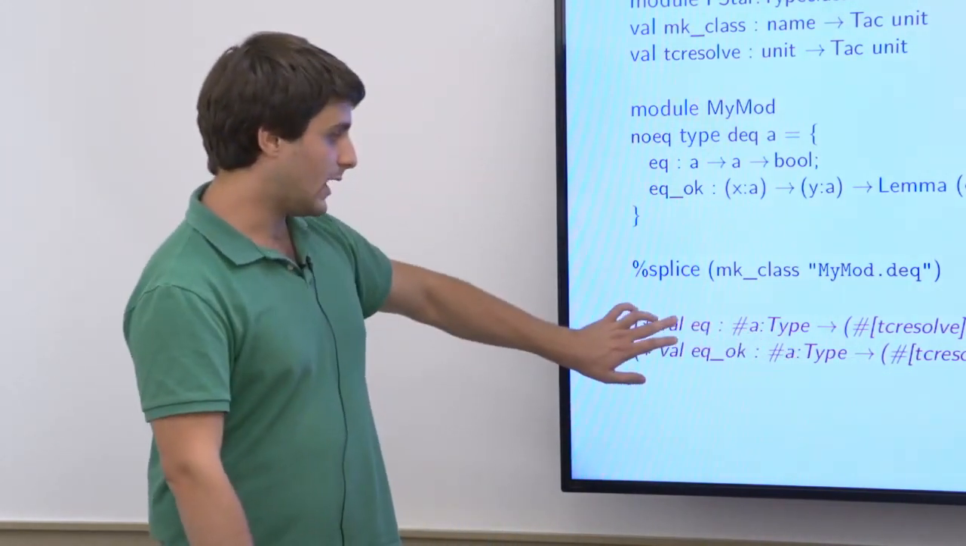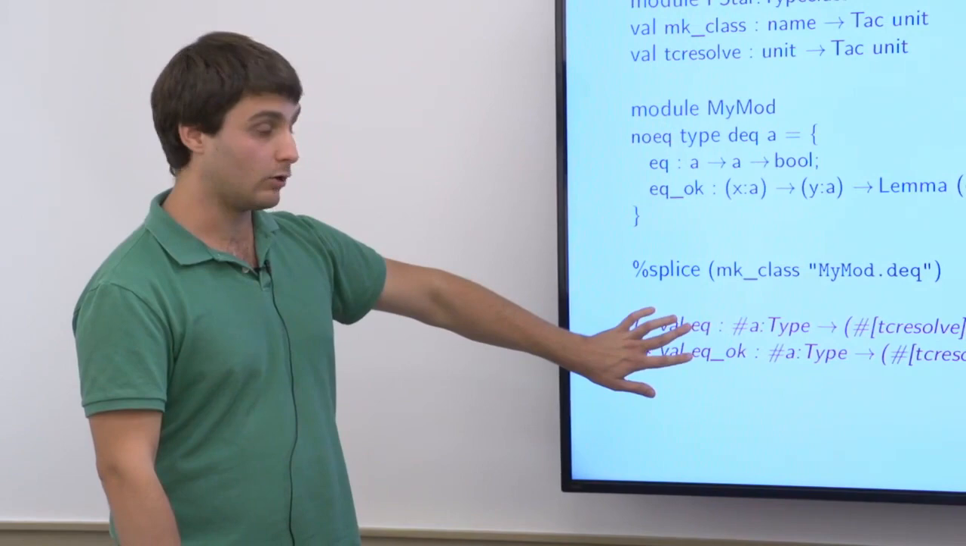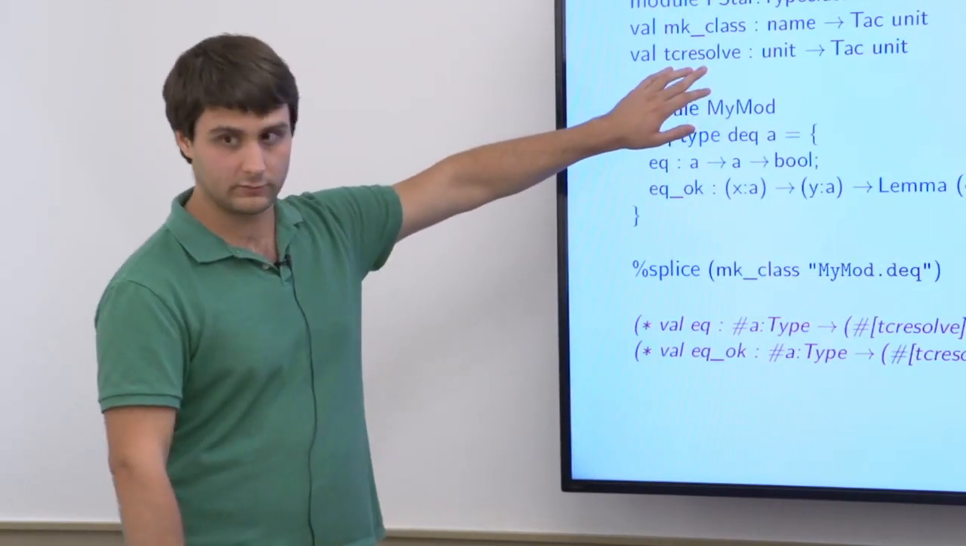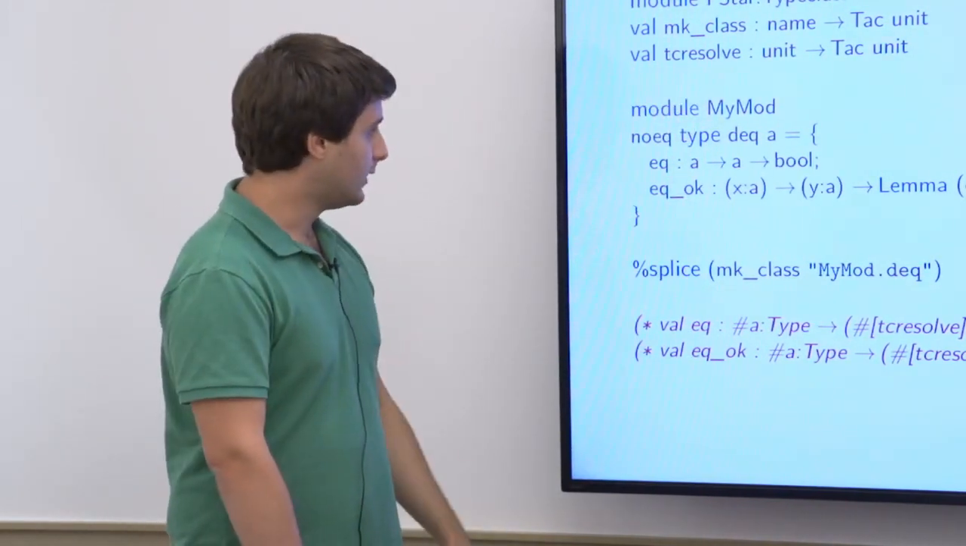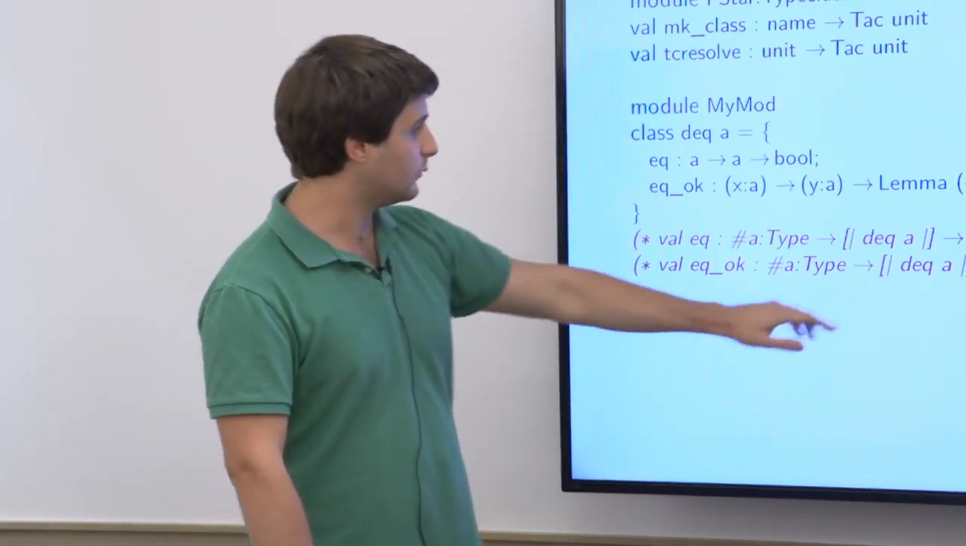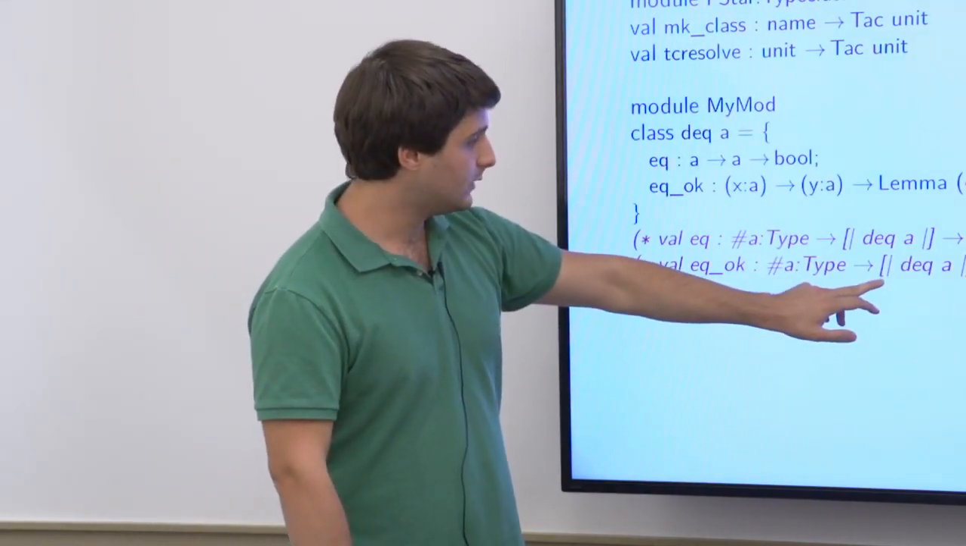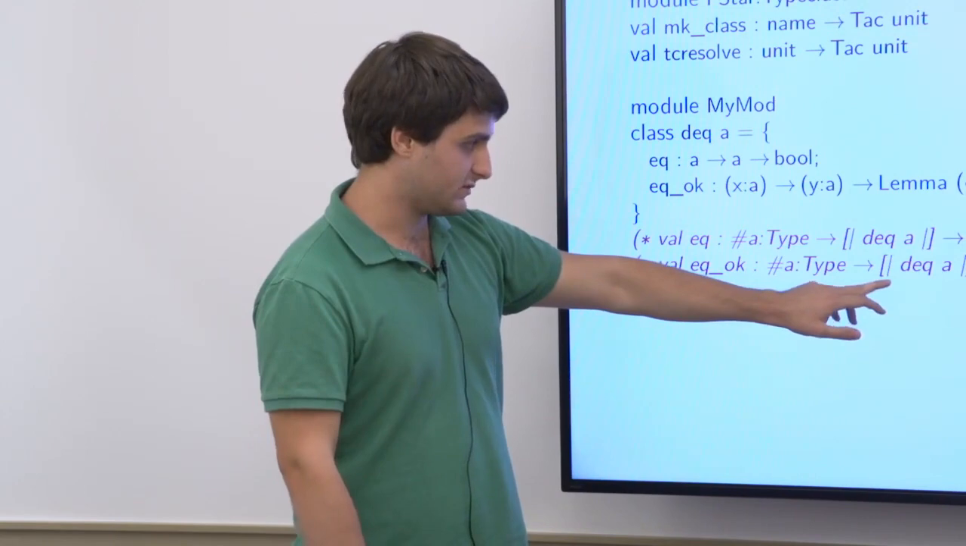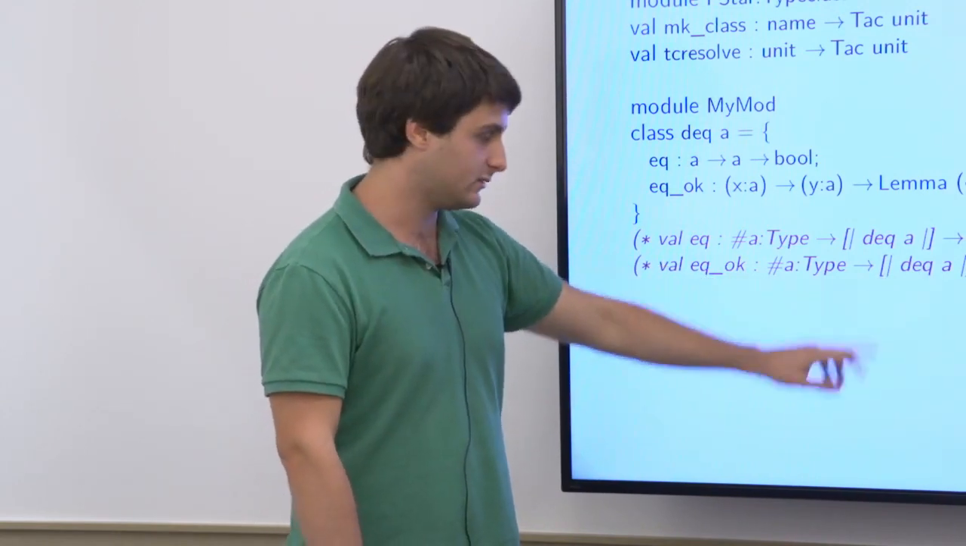So now you have EQ and EQ OK that are overloaded and are going to run TC resolve to try to find a dictionary for it. And since we don't want to write all this crap, we just give some sugar for it. This is actually compiler support, but that's about it. The word class just does all this. It's like no EQ type and then puts the splice. That's it. And we also have this syntax for TC resolve arguments. This basically means it's an implicit for TC resolve, and that's it.